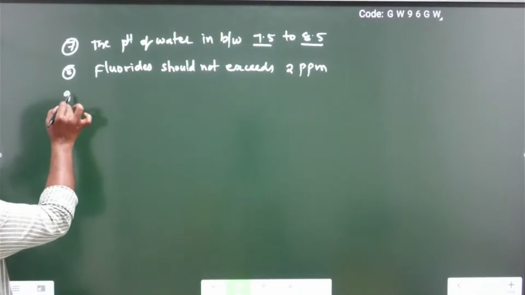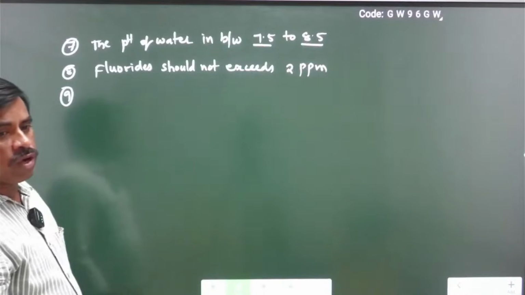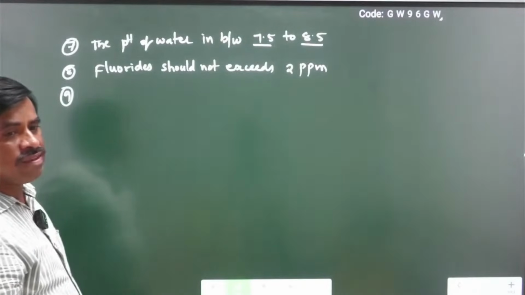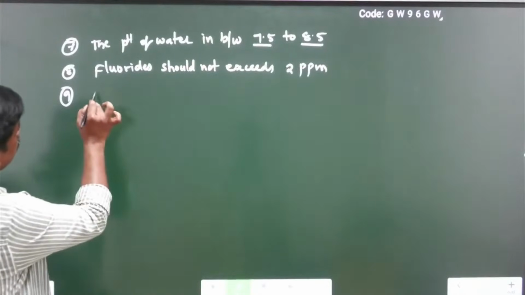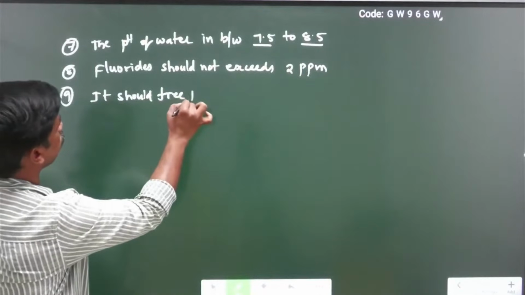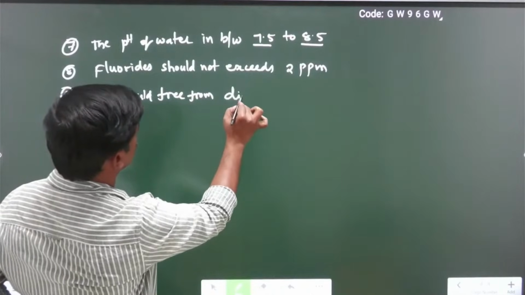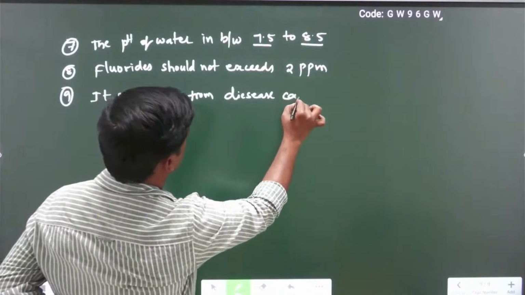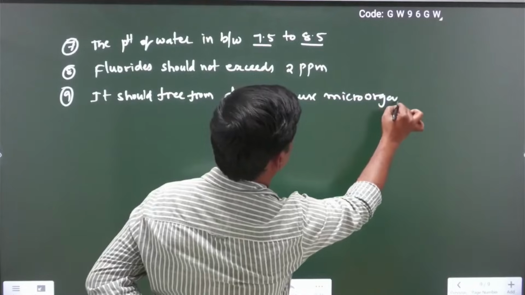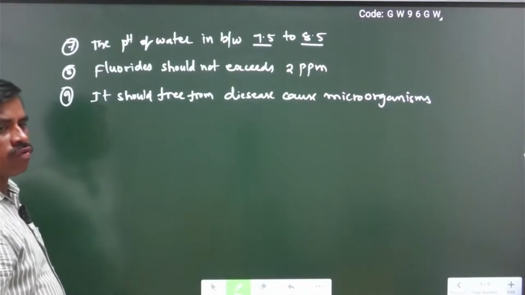Next, the last point, the ninth point, I am going to explain. Potable water should be free from dissolved impurities; the potable water should be completely free from disease-causing microorganisms, like bacteria, virus, fungi, etc.